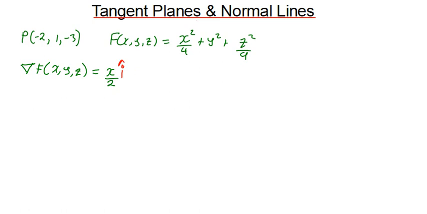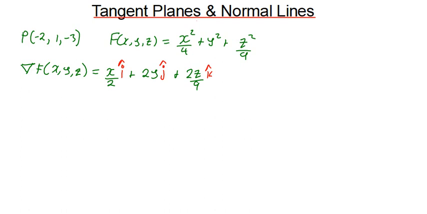Then we say plus. What about the other part? You're going to have your 2y in the j. Then we say plus. The other one is going to give us 2z over 9 in the k, like that.